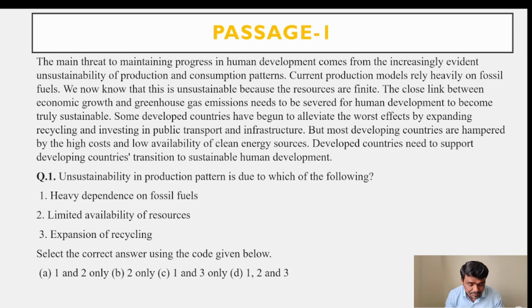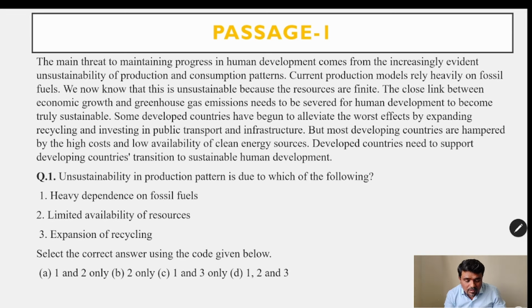The passage is talking about the main threat to progress in human development. What is the main threat? The increasingly evident unsustainability of production and consumption patterns. Why? Since these patterns, that means consumption models and production models, rely heavily on the fossil fuels, which are finite. So these practices are unsustainable. And what is the solution? We have to cut down the link between economic growth and greenhouse gas emissions. Greenhouse gas emissions is nothing but relying on the fossil fuels. So we have to sever the link between these two to maintain sustainability in human development.